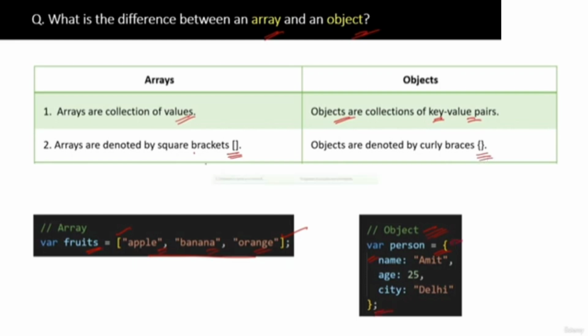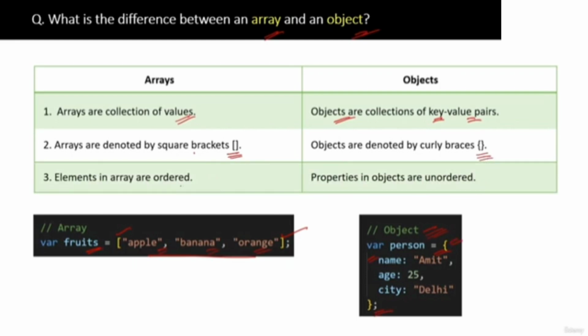The third difference is that elements in an array are ordered. What that means is arrays are indexed, right? 0, 1, 2, 3 in sequence, right? Whereas properties in objects are not ordered. Now you know and understand the differences between the array and the object.